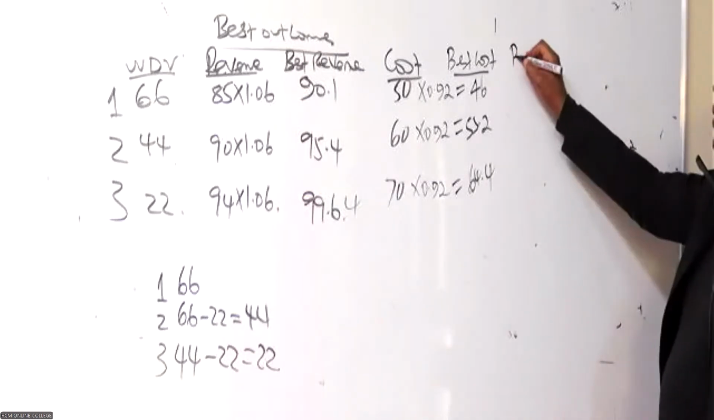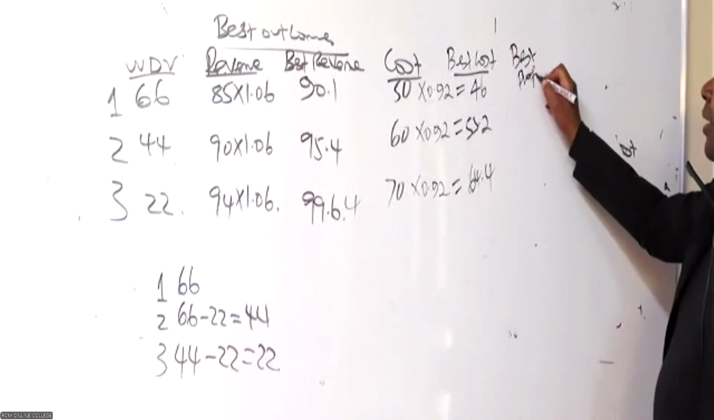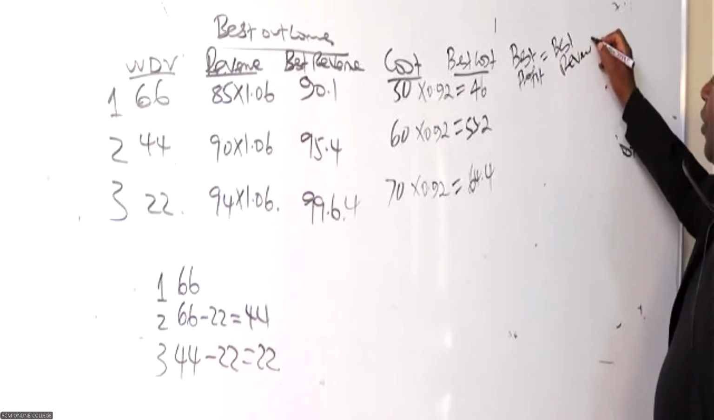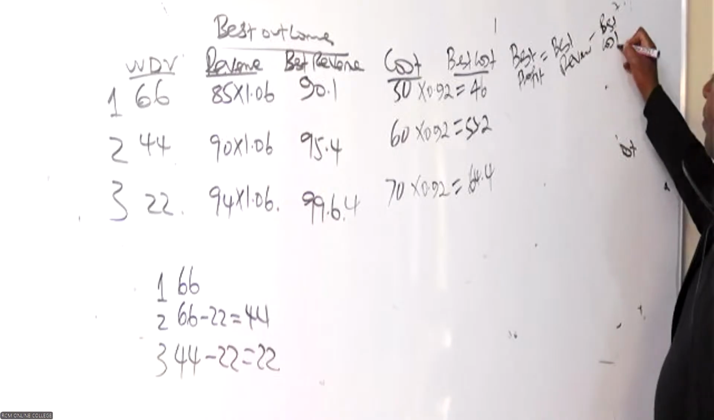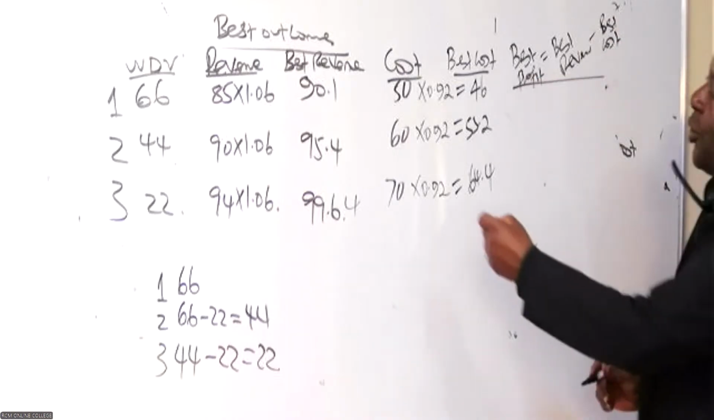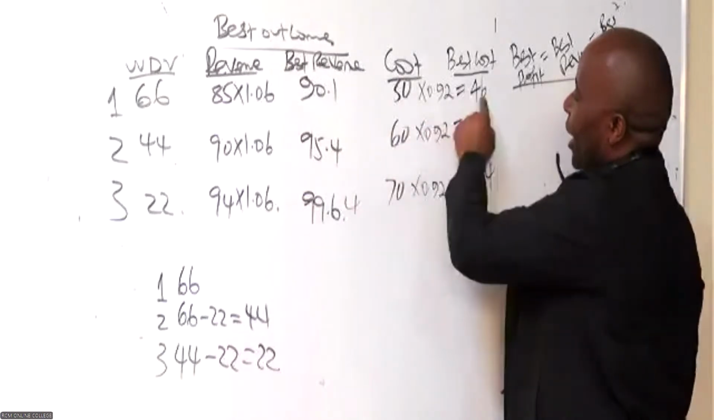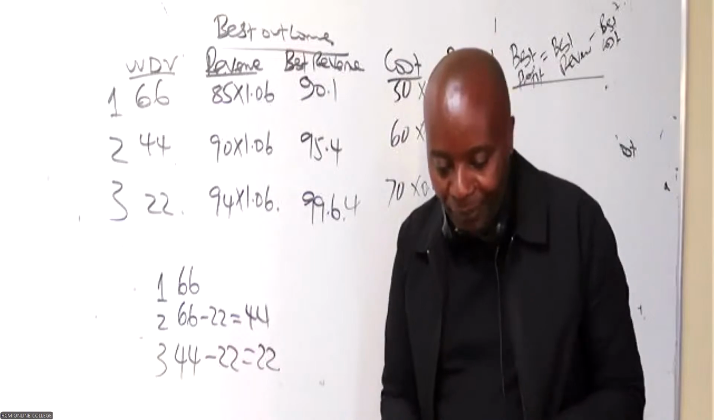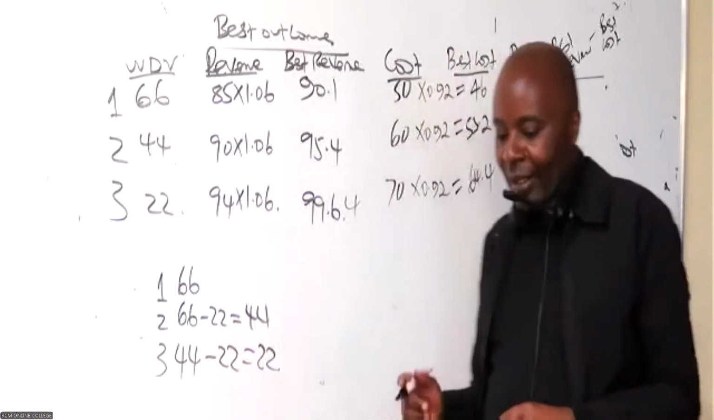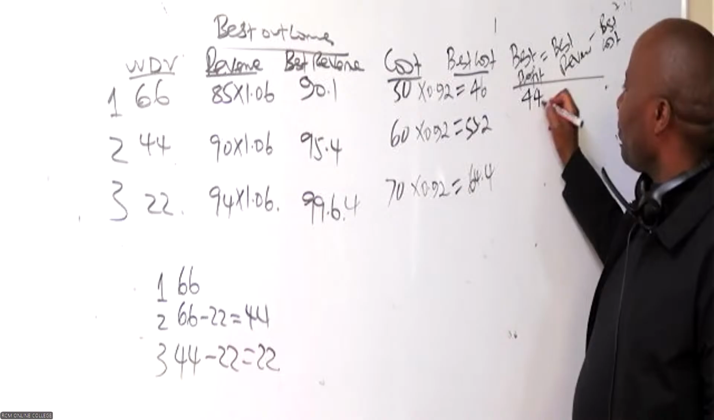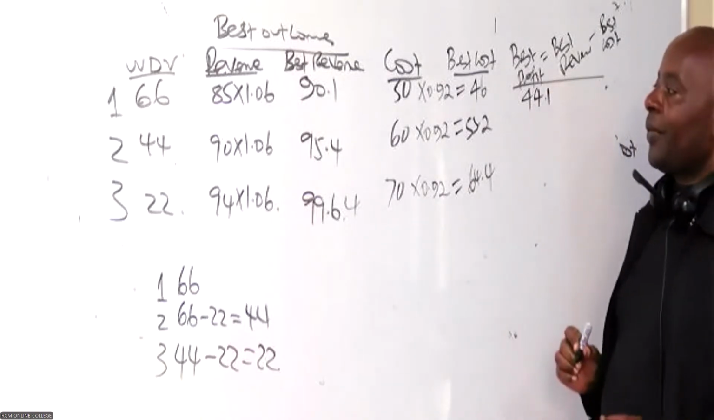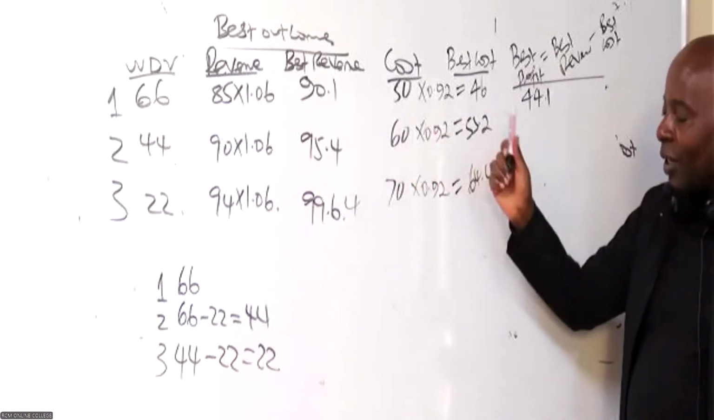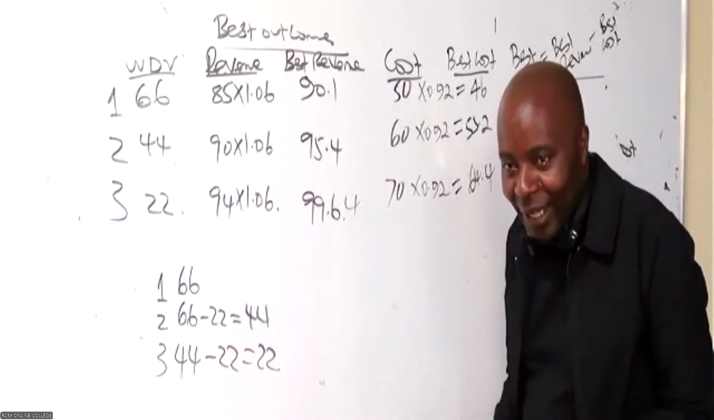Then give me the best profit. So best profit will be best revenue minus best cost. So you take 90.1 minus 46, which will end up giving me what figure? 44.1. Then 95.4 minus 55.2.